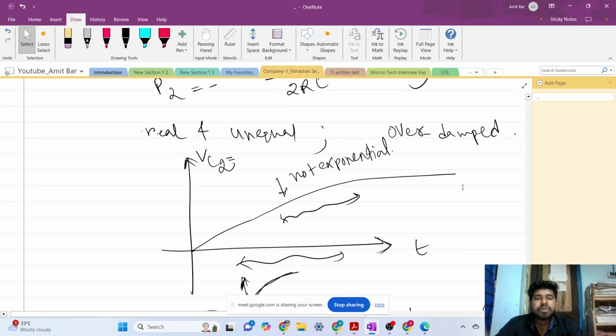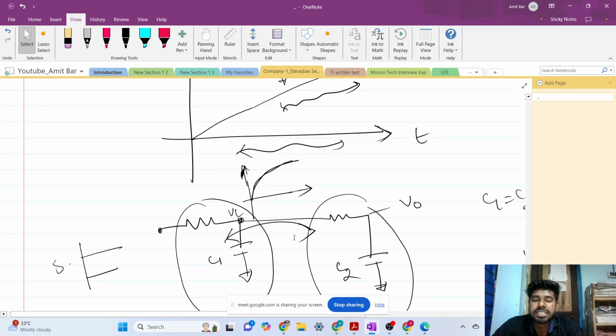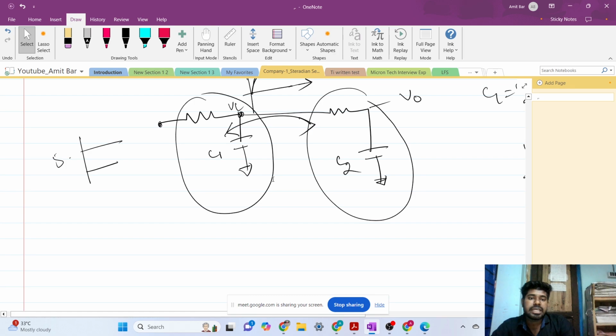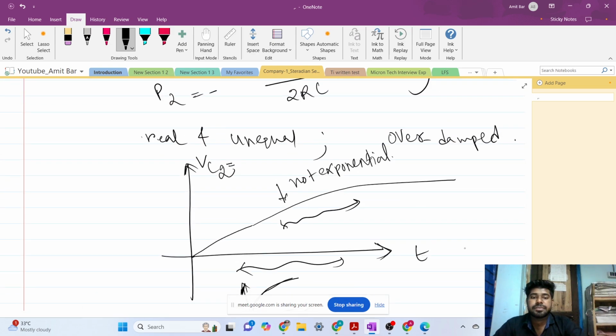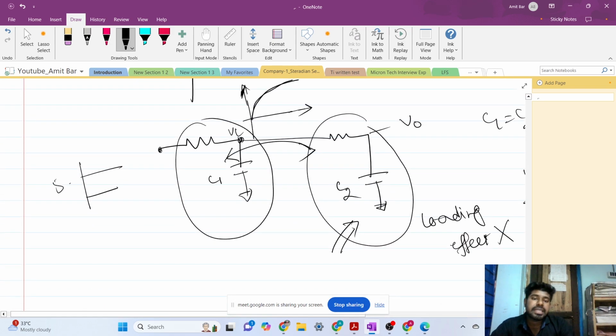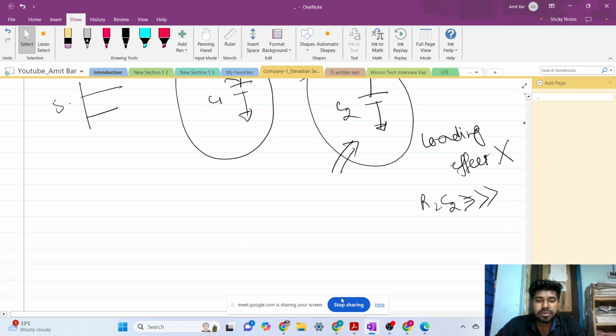So the main takeaway is this is not exponential in this time duration, but VC1 can be exponential if we neglect this loading effect. Let's say the loading effect is neglected, assuming R2 C2 is very large. Then we can comment that this voltage will be almost exponential. So I am stopping sharing, and Anindo will share.